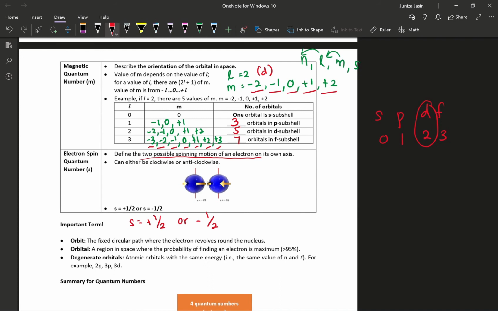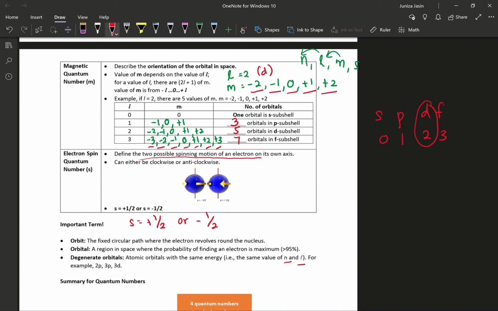Alright, and then the last important term, orbit. Orbit kamu dah tahulah. Fixed circular path where the electron revolves around the nucleus. But orbital pula adalah satu kawasan in space where there is high probability of finding an electron. Tapi another term here adalah degenerate orbital. Orbital with the same energy. Okay. That means they have the same value of n and the same value of L. For example, 2p, 3p and 3d.